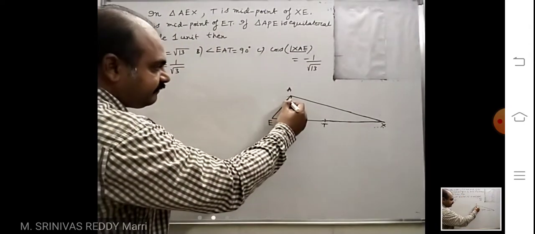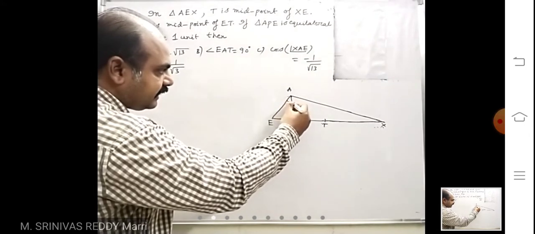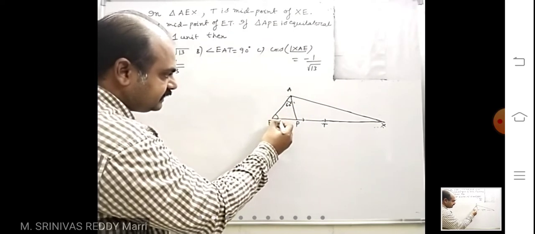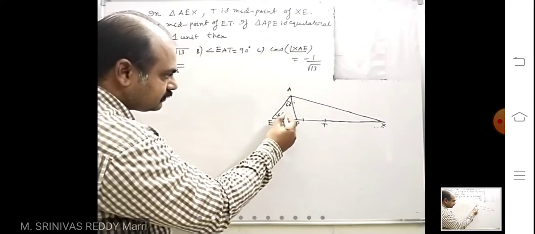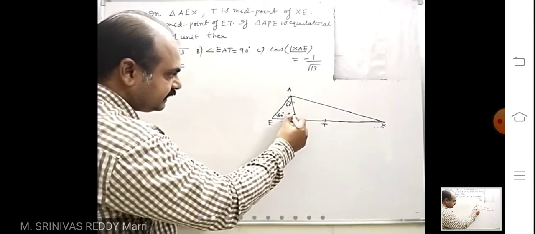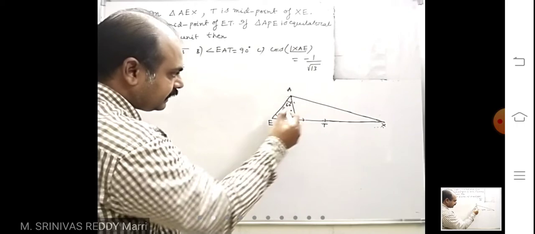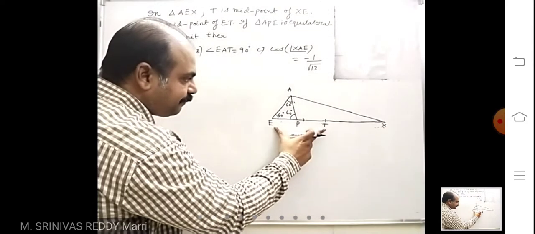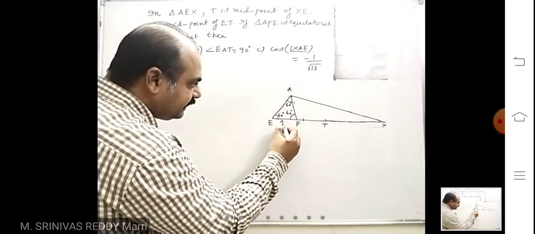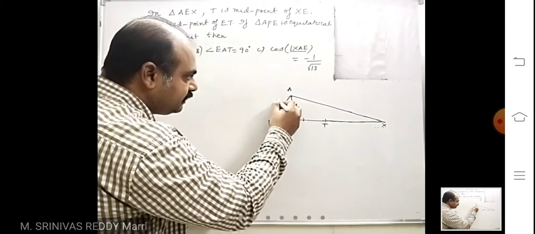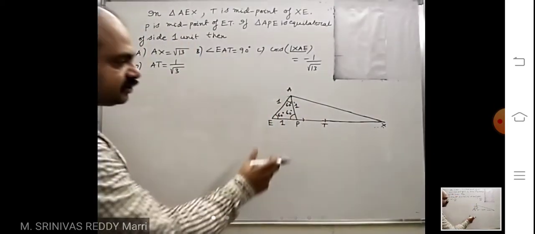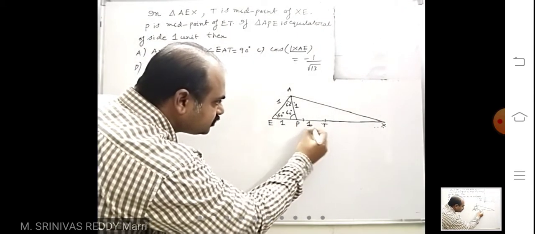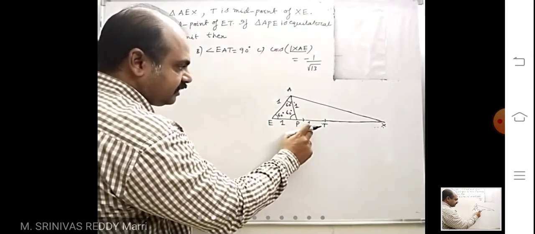So given that it is an equilateral triangle, each angle is 60 degree. T is the midpoint of EX and P is the midpoint of ET. In an equilateral triangle, each side is what? 1 given. So this is 1, this is 1, this is 1, right? If this is 1, since P is the midpoint of ET, this will also be 1.